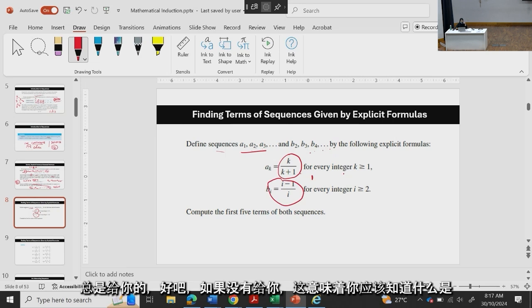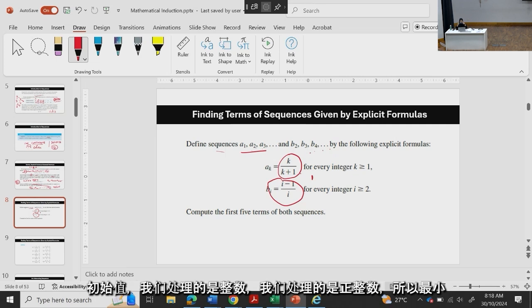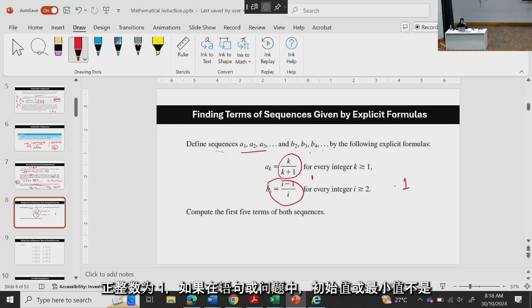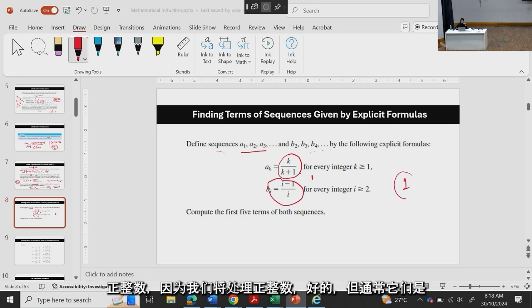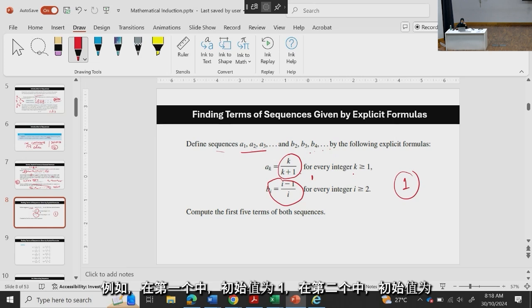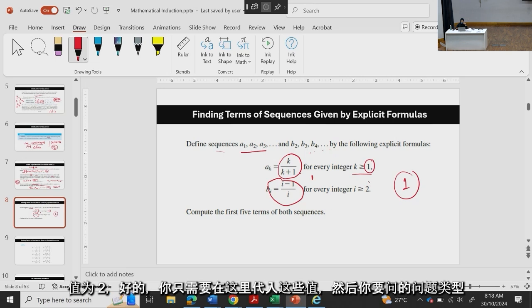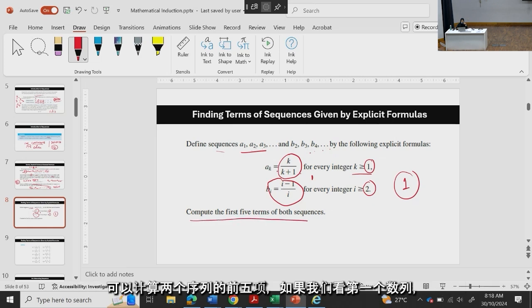And the initial value is always given to you, okay? If it is not given to you, it means you should know what the initial value will be. We are dealing with positive integers, so the smallest positive integer is 1. If in a question the initial value or smallest value is not given, what does it mean? It means you have to take the smallest positive integer, because we will be dealing with positive integers. But usually they are given to you. For example, in the first one the initial value is 1, and in the second one the initial value is 2, okay? You just have to plug those values in here, and then the type of question you could have is: compute the first 5 terms of both sequences, okay?